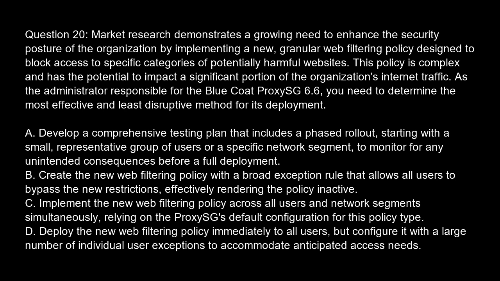Option A. Develop a comprehensive testing plan that includes a phased rollout, starting with a small, representative group of users or a specific network segment, to monitor for any unintended consequences before a full deployment. Option B. Create the new web filtering policy with a broad exception rule that allows all users to bypass the new restrictions, effectively rendering the policy inactive. Option C. Implement the new web filtering policy across all users and network segments simultaneously, relying on the ProxySG's default configuration for this policy type. Option D. Deploy the new web filtering policy immediately to all users, but configure it with a large number of individual user exceptions to accommodate anticipated access needs.